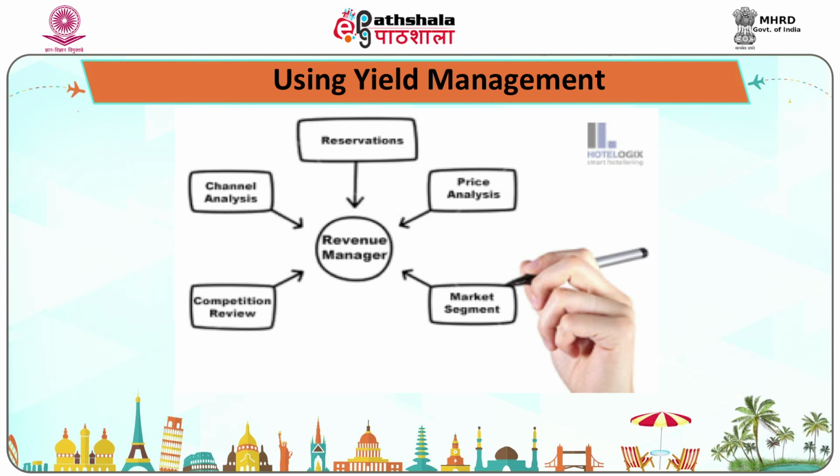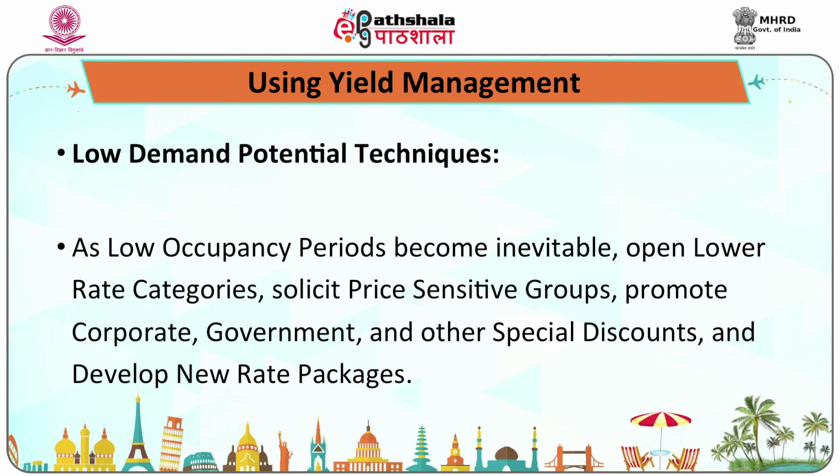Second, low demand potential techniques. Design a flexible rate system for the sales force. Strive to accurately project expected market mix. Management shall closely monitor group bookings and trends in transit business. As low occupancy periods become inevitable, open lower rate categories, solicit price sensitive groups, promote corporate, government, and other special discounts, and develop new rate packages.